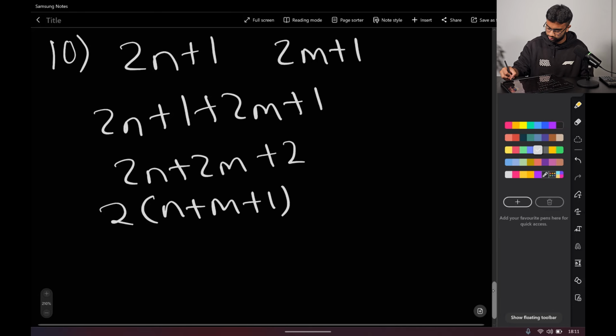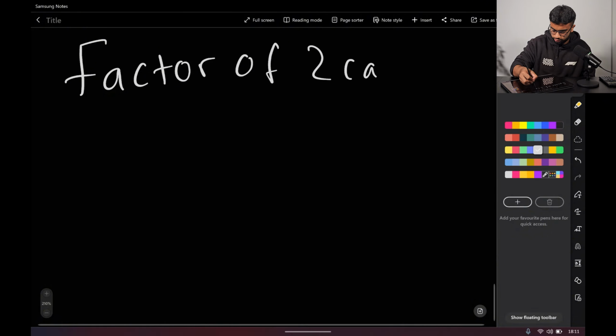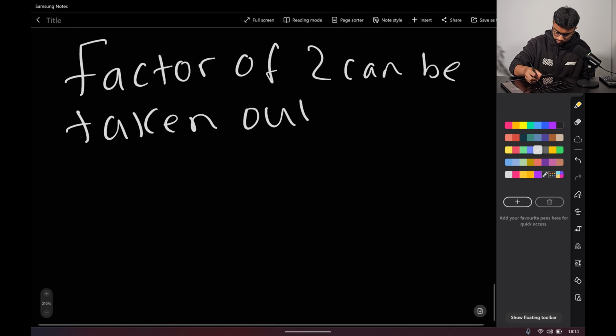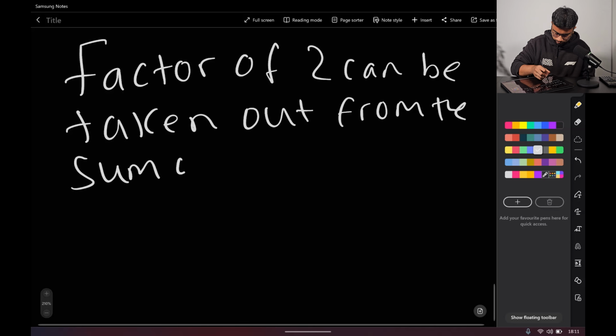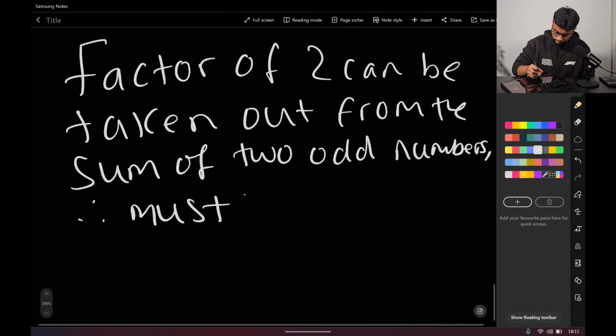So if we were to write that out, we could write: a factor of 2 can be taken out from the sum of two odd numbers, therefore must be even. And that is how we would prove this algebraically.